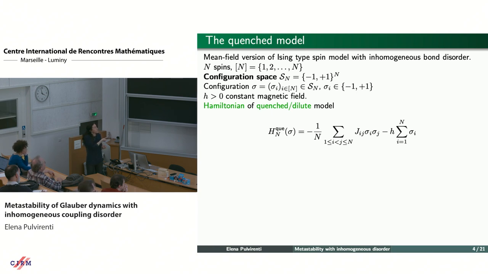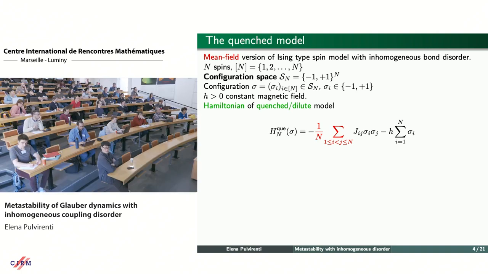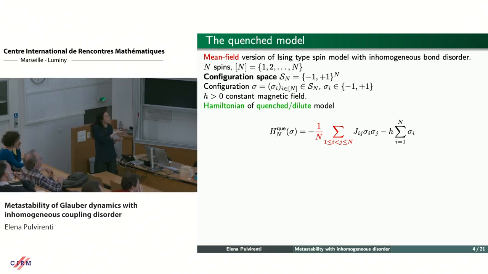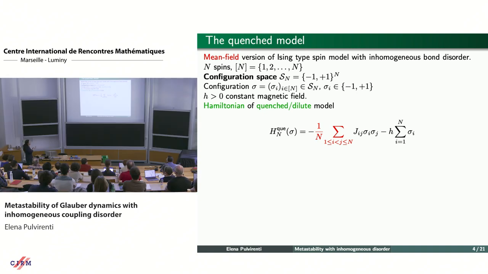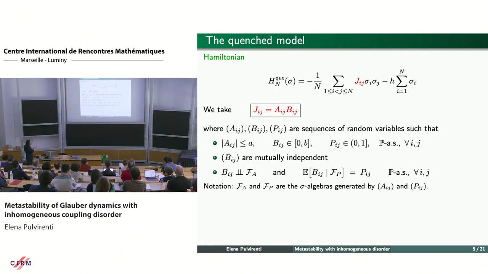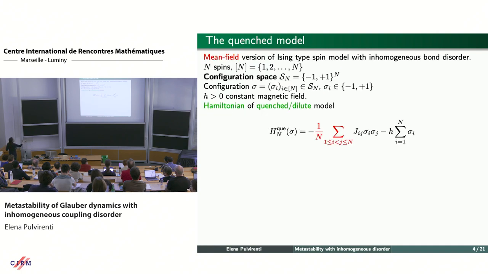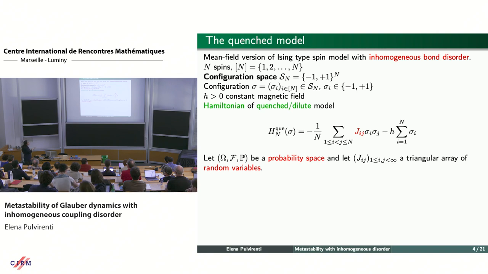Now let me explain why there is this first sentence there. So it's a mean field version of an Ising model because I am here allowing every couple of spins sigma_i and sigma_j to interact with each other, like in a mean field model. When I do this, here in this sum, I take order n squared terms. Therefore, in order for the energy to be linear in n, I have to divide by n. So this is the typical mean field setting. But I also allow the coefficients to be random. So this is where the dilution now is playing a role.